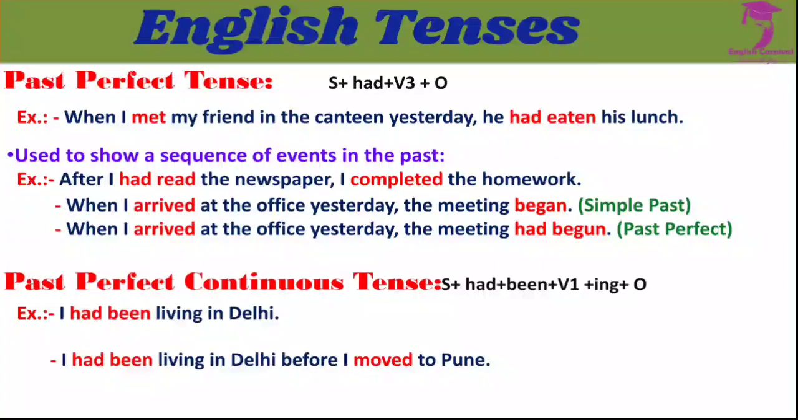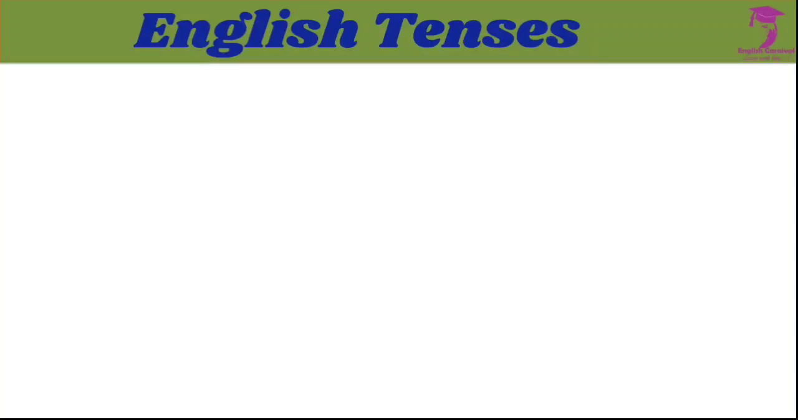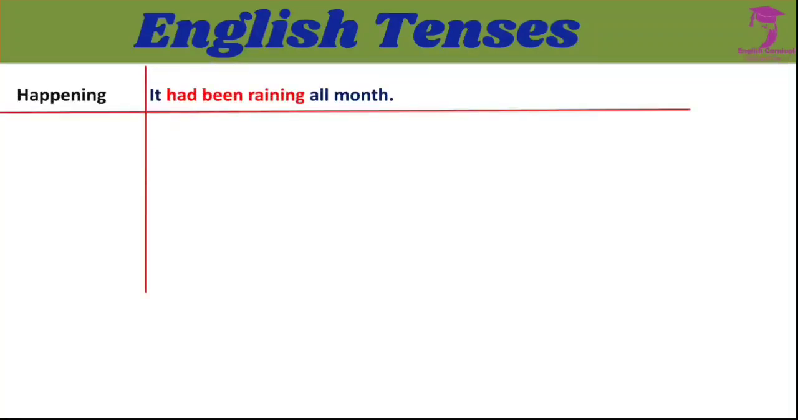After this, friends, we have past perfect continuous tense. Here, the past perfect continuous tense is all about the action started in the past, continued in the past, and completed in the past itself. Here we have some examples of this tense: I had been living in Delhi. Another example, I had been living in Delhi before I moved to Pune. So, friends, besides these two examples, we have some typical situations in which the usage of this past perfect continuous tense occurs.